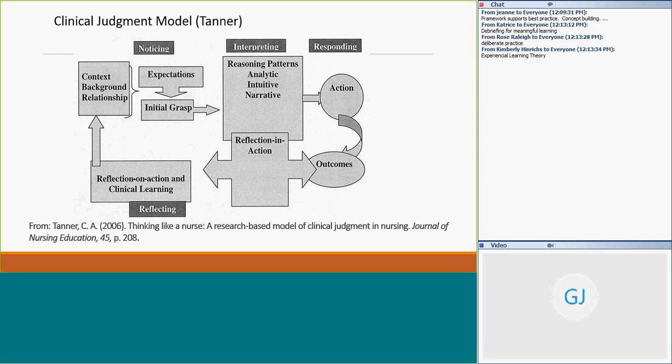Afterwards, once the outcomes of the actions have been seen, there's another review focusing on the appropriateness of all aspects of the situation, and reflection on action, and that really leads to clinical learning. That learning adds to the knowledge and background that's used in the noticing for the next situation. So it's quite cyclical.